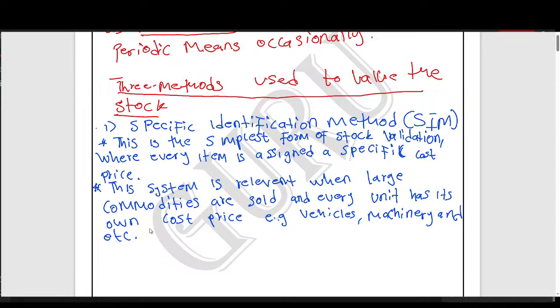Okay? So this system of specific identification is relevant when large commodities are sold. For example, I gave you the example of vehicles: when you go to a car dealership, each car has its own cost price. So I want to quickly run through an example on how to calculate the value of closing stock and the cost of sales using the specific identification method.